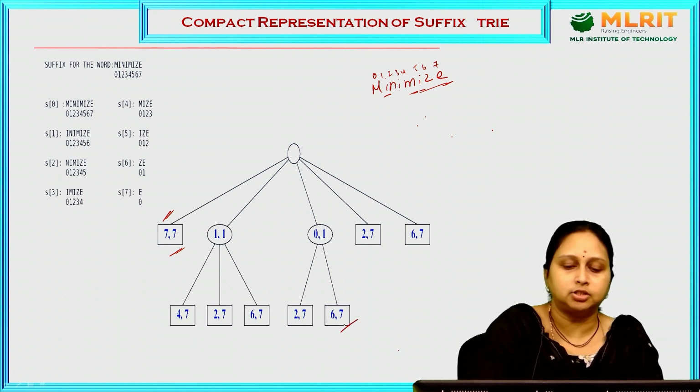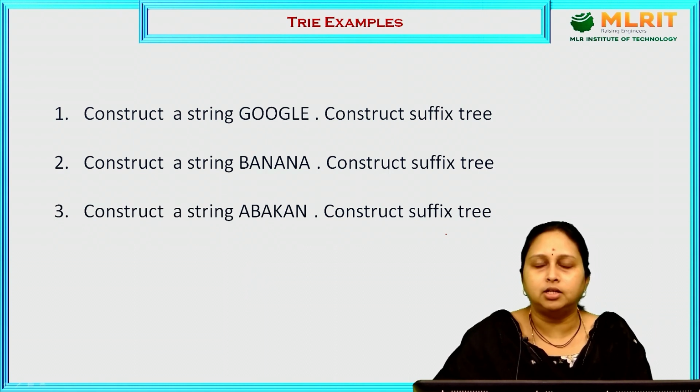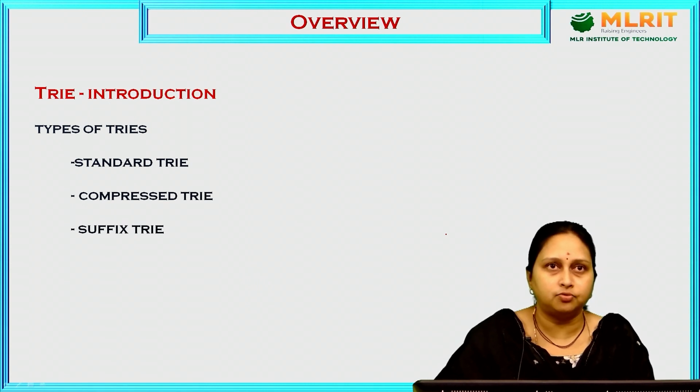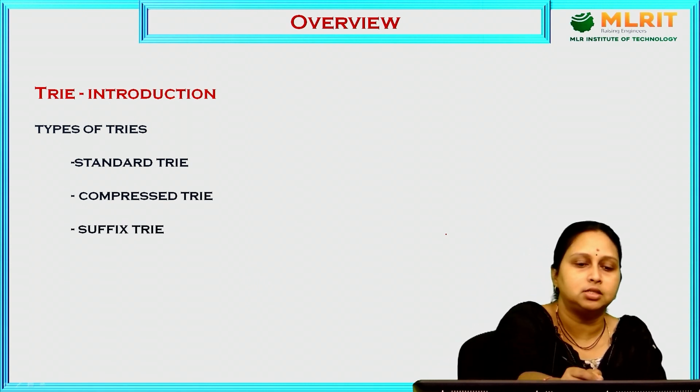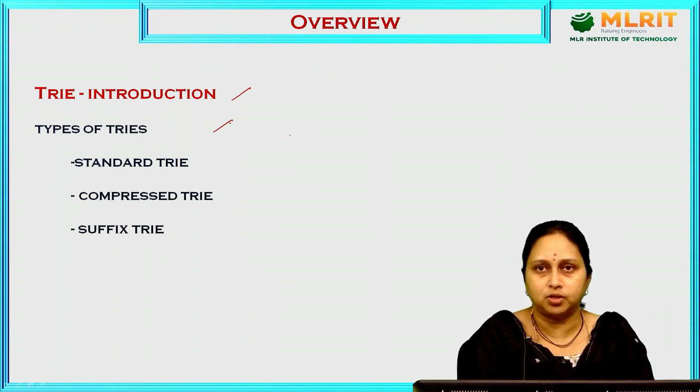Like this way you can check and construct for the remaining cases also. You can try suffix tries for all these examples. And if there are any doubts, please do comment in the comment section. And the overall summary of this course is where we have seen the introduction. We have seen about the different tries, that is standard, compressed and suffix tries. All this we have seen. Thank you.